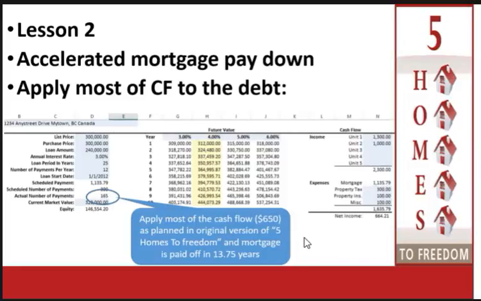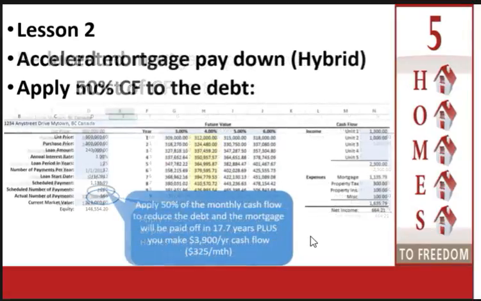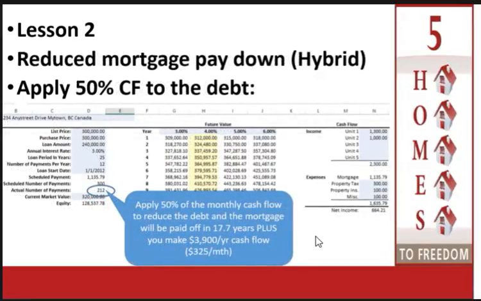But if you're focusing, you need to have some cash flow today, then an option is that instead of applying all of that $650 towards the debt reduction, you can apply a portion of it. So it's sort of a hybrid model. So in this particular case, if we only apply 50% of the cash flow, so half of that $650, which is $325, we apply that towards the debt reduction, and we keep $325 for our own personal cash flow to compensate or help us with our own personal living expenses today.